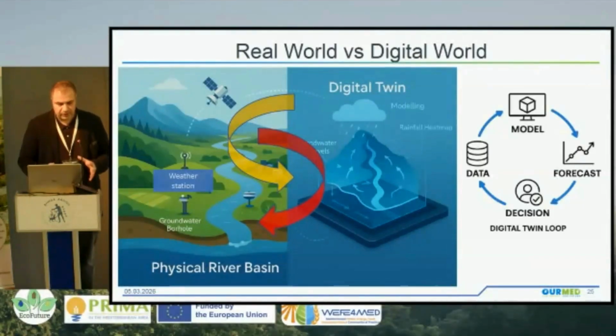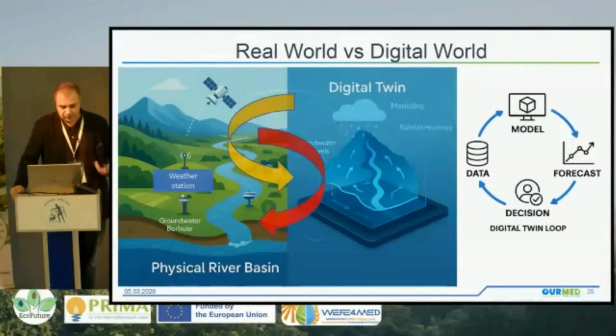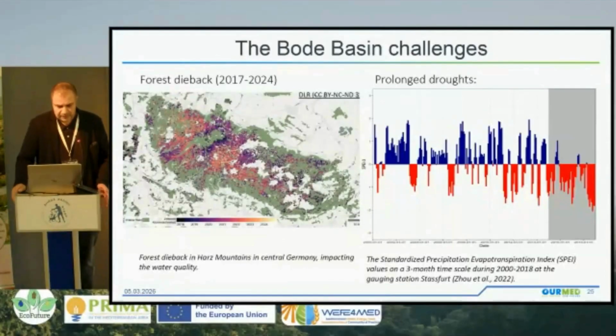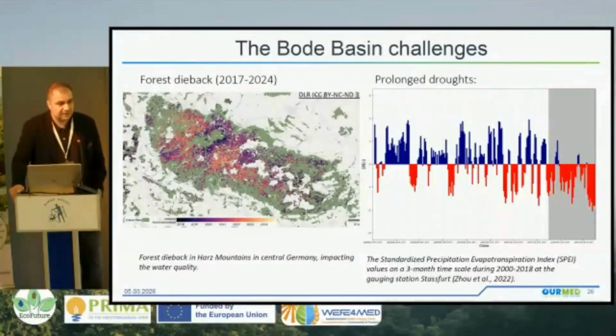So our idea is how we convert our basin, the physical understanding of the basin, to a digital twin system where we can forecast and observe different indicators simultaneously. The Bode River Basin in Germany has been selected as the best example due to the drought experienced and its impact in the last few years, where we lost more than 75% of the forest in the Harz in 5 years.